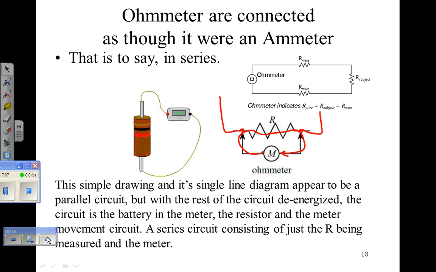Everybody see that? So it's actually a series circuit, isn't it? We've created our own little circuit, right? And it's a series circuit. You'll notice that if you have just a resistor all by itself, you can read it with this thing because it's going to send out voltage, send it through the load, and see what it gets back, and it figures out what the resistance is from what it gets back.